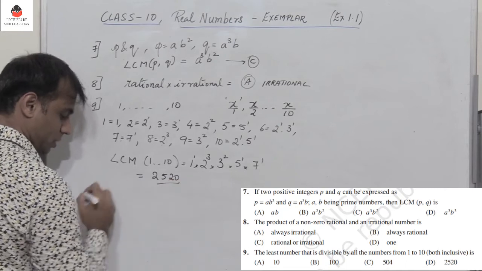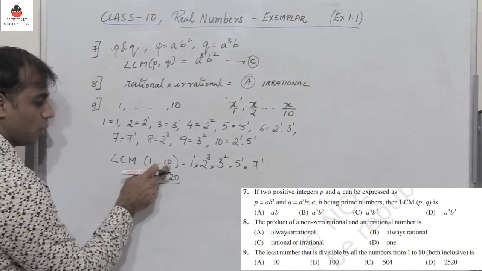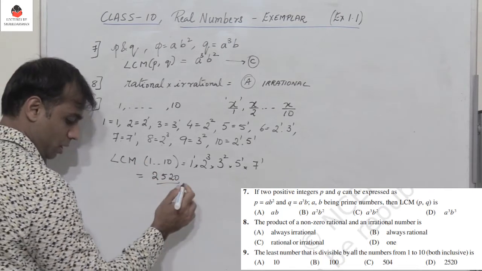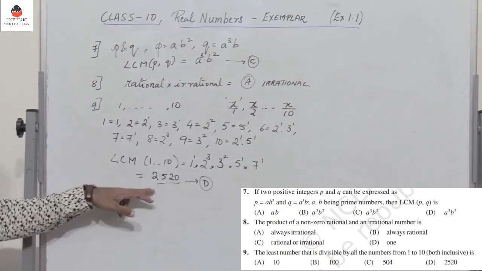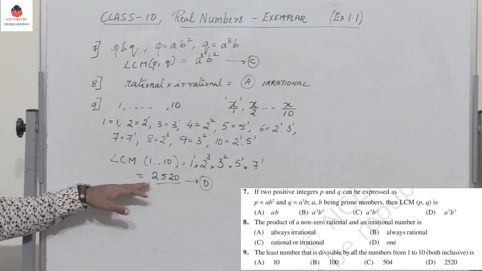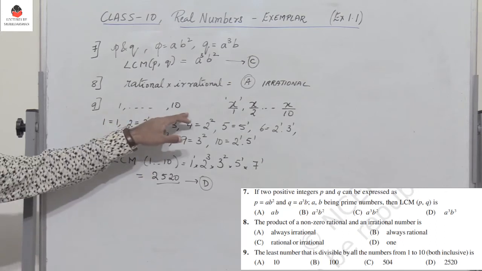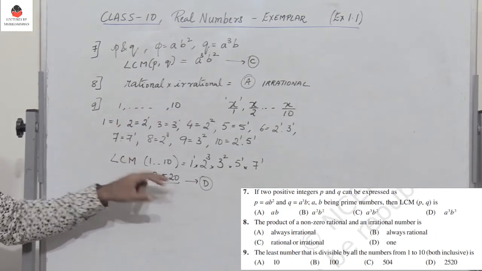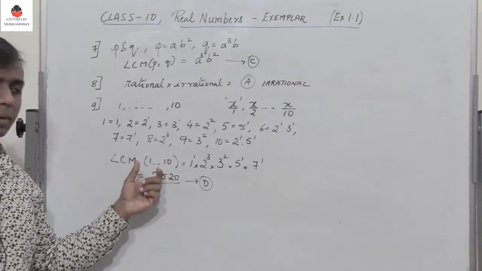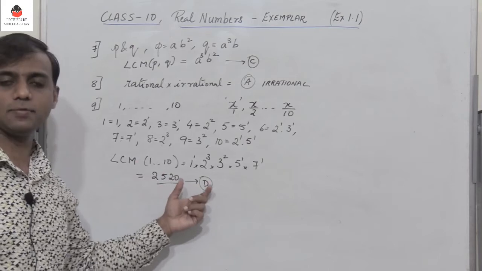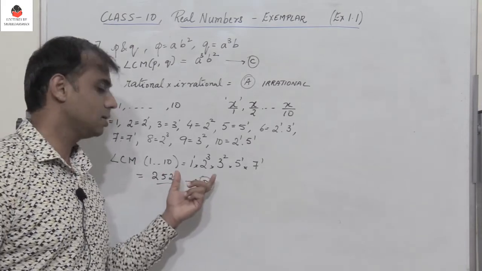2520. So the LCM of all the numbers from 1 to 10 is 2520. So the option is D. Therefore, the smallest number which is divisible by all the numbers from 1 to 10 is 2520. That means 2520 is divisible by 1, 2, 3, 4, 5, 6, 7, 8, 9 and 10.